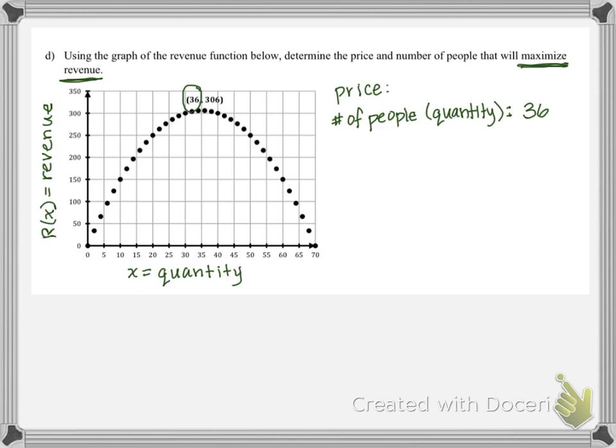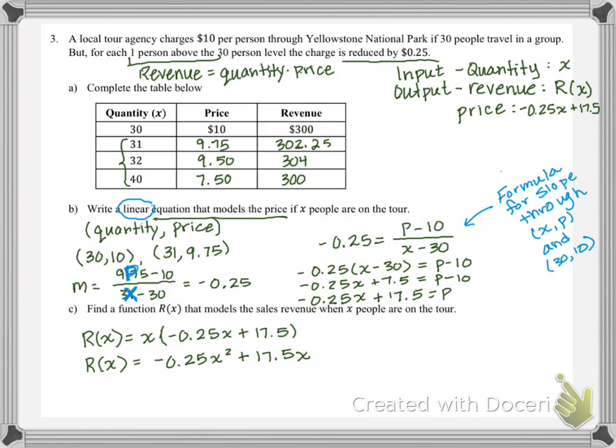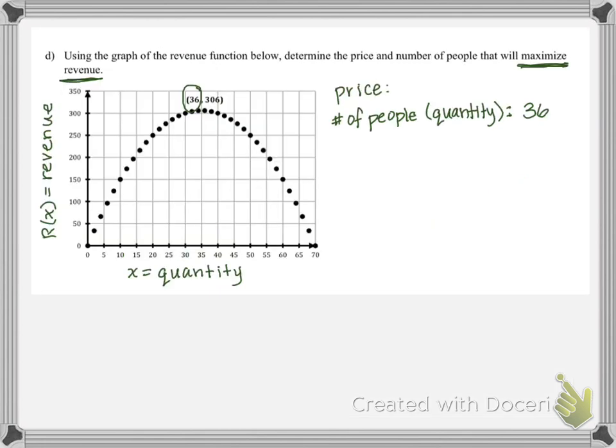What about my price? Is that 306? No, that's my revenue, right? How do I find my price? Caitlin. The negative 0.25 times 36 and then add 17.5. Very good. We just go back to our list, we find the word price, and it tells us exactly how to get it, right? So negative 0.25 times my x value plus 17.5, and that is 8.50.